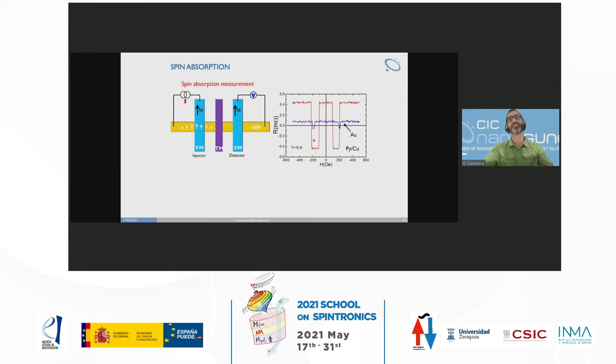But with this decrease of the signal, you can again calculate it with a simple one-dimensional equation. You put it there, you get some complicated formula, but essentially this is the ratio between the two signals, and you can extract one parameter here, which is the spin resistance of this middle wire, and this spin resistance is proportional to the spin diffusion length. So you can get the spin diffusion length even if it's very short.